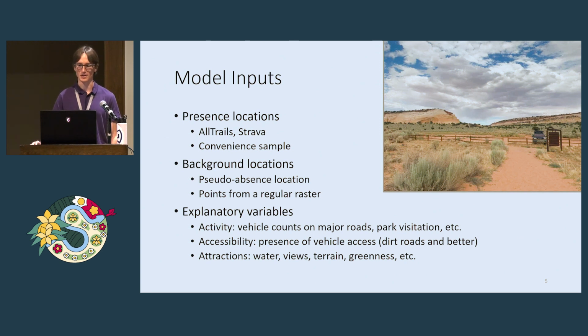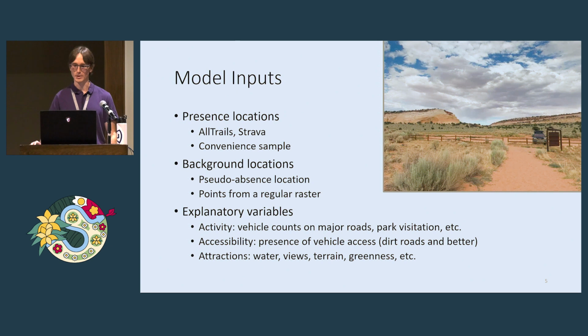And then the last thing that our model needs are explanatory variables. I've grouped them here into 3 categories. So first is activity. So we assume people access recreation via cars, and so traffic counts can measure human activity better than a traditional residential population density from the census. And then we also have included some park visitation features.